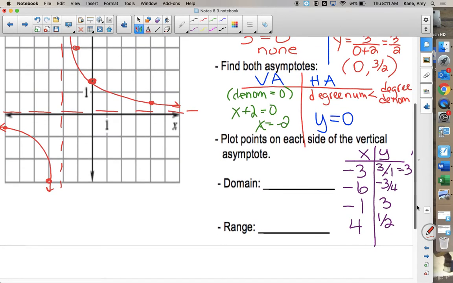Ava, what would the domain be of our graph? The domain would be negative infinity to -2, and then -2 to infinity. And the range? The range would be negative infinity to 0, and 0 to infinity. Questions?